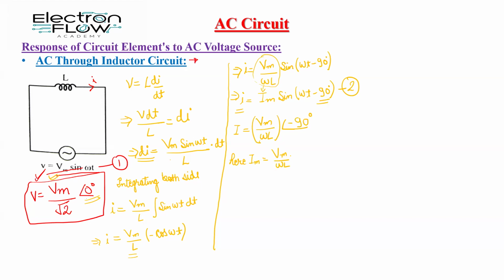In this expression, the term omega L is similar to a resistor. We know that in the case of Ohm's law, I equals V by R. Here, when we have connected the inductive load, the load is equal to omega L. So omega L is equal to Vm upon Im. The term omega L is called inductive reactance.